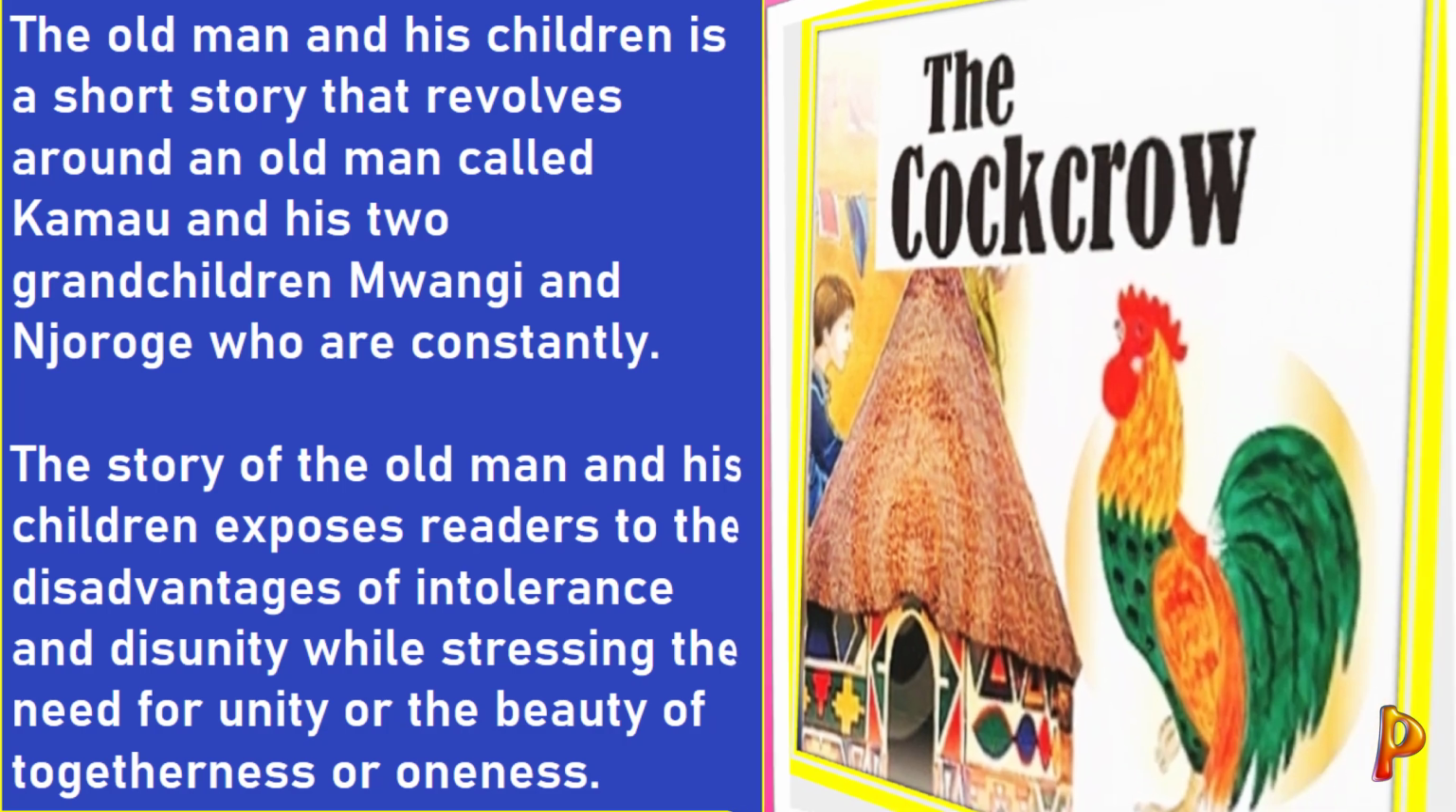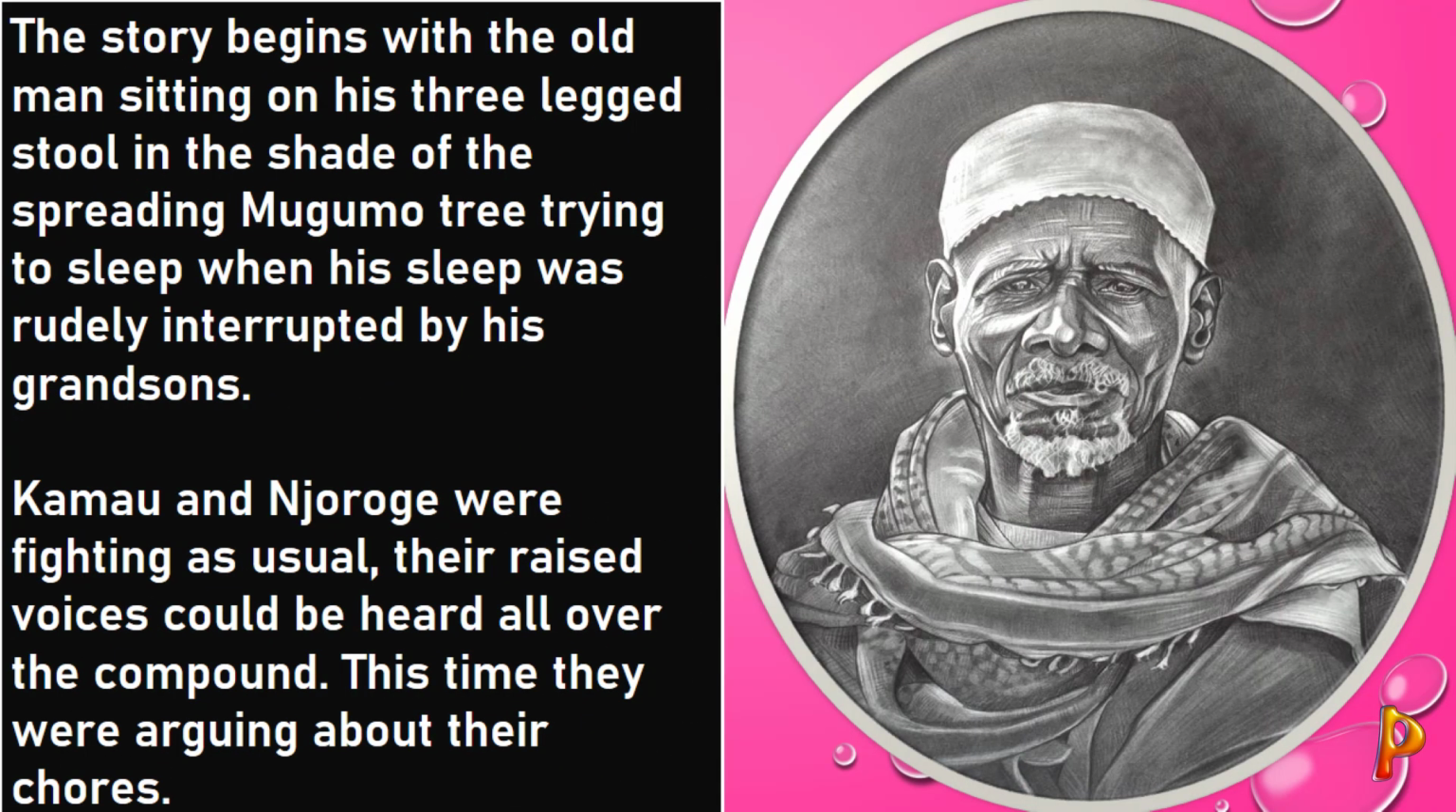The story begins with the old man Kamau sitting on his three-legged stool in the shade of the spreading mugumu tree, trying to sleep, when his sleep was rudely interrupted by his grandsons. Nwange and Njoroge have been fighting as usual. Their voices could be heard all over the compound. The house should have been peaceful because the women and old folks were inside their huts, and the young men had gone hunting. However, the old man could not rest peacefully due to his grandsons, who were arguing as usual. They argued about their chores in the house.